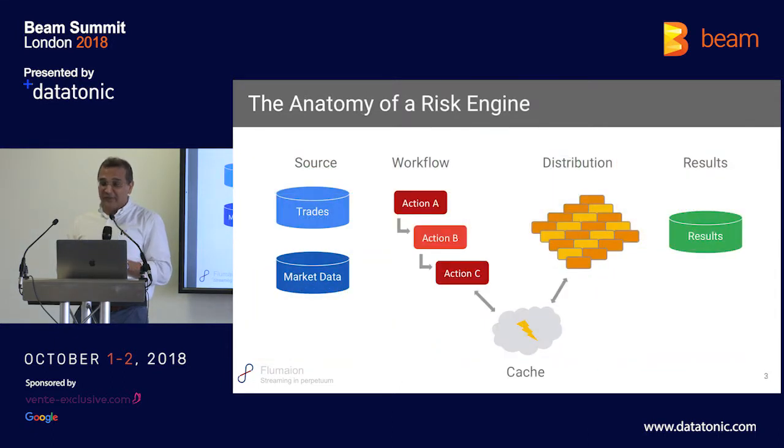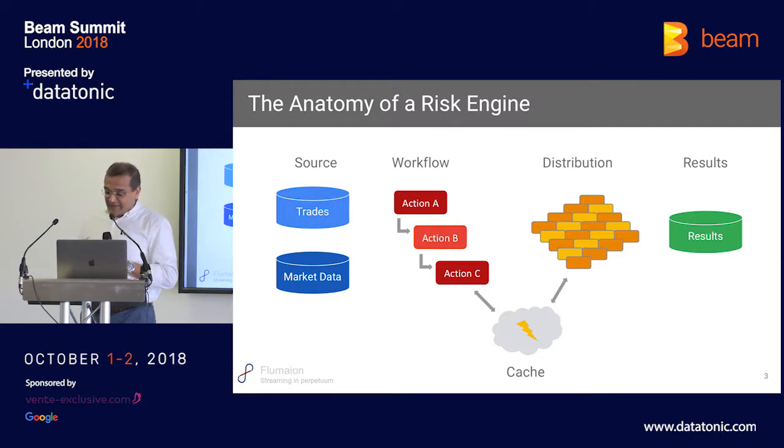This is just the anatomy of a typical risk engine. Trades and market data come in from the left-hand side. You have a workflow process which controls the progression of the calculation. There sometimes is a cache which holds state. The data is distributed across a grid. Typically people use things like Symphony from IBM or DataSynapse from TIBCO, and the results are put into a large data repository for downstream processing. That's the typical batch usage that happens in financial services.